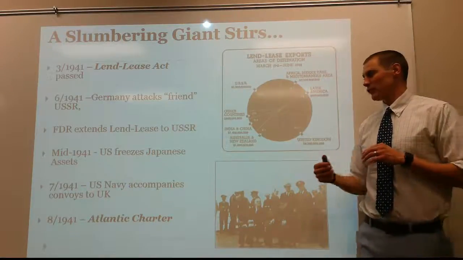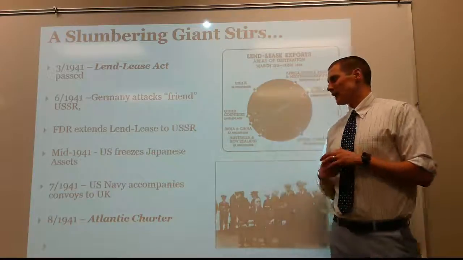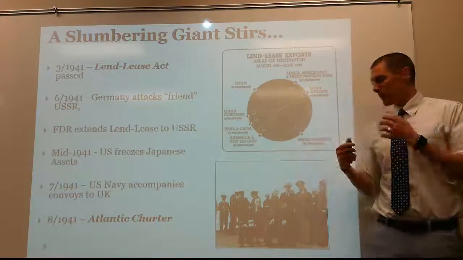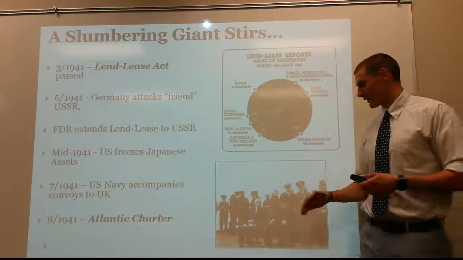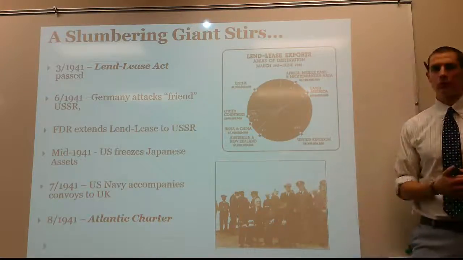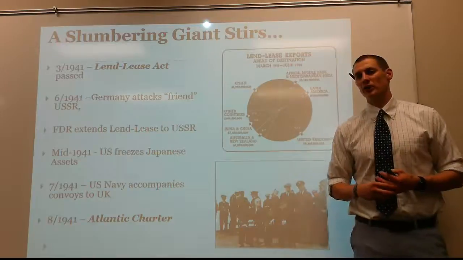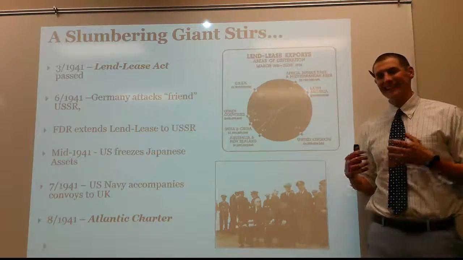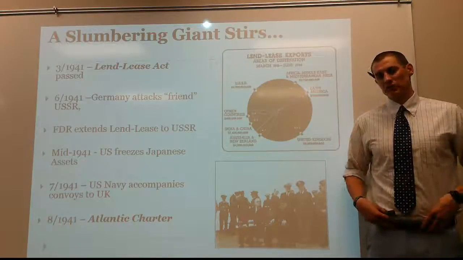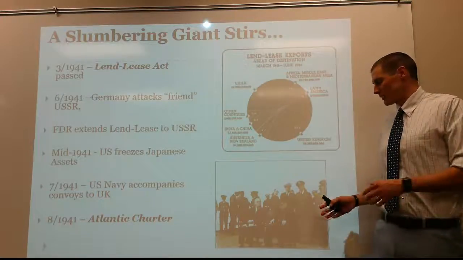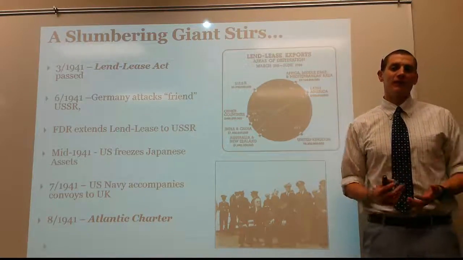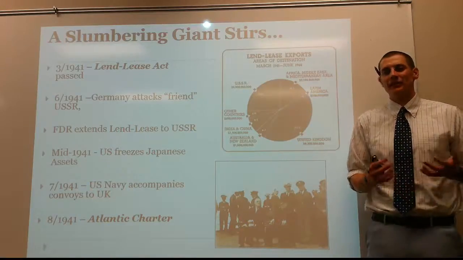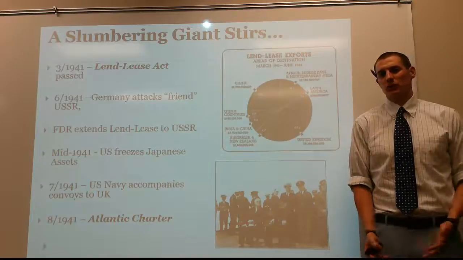In July of 1941, the U.S. Navy accompanies an envoy to the U.K., and what eventually happens is the next month, FDR and Churchill will meet right off the coast in the Atlantic to write the Atlantic Charter. Now, Churchill was hoping in July or August of 1941 he would be able to convince FDR to join the war. But FDR wasn't there yet because the U.S. doesn't have a good reason to join the war.